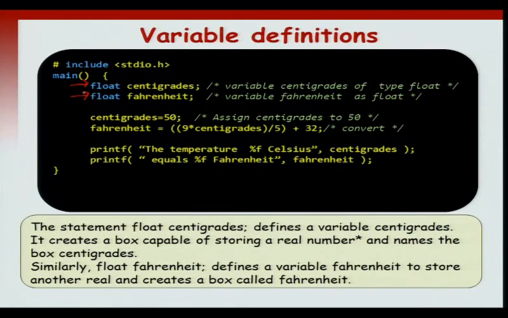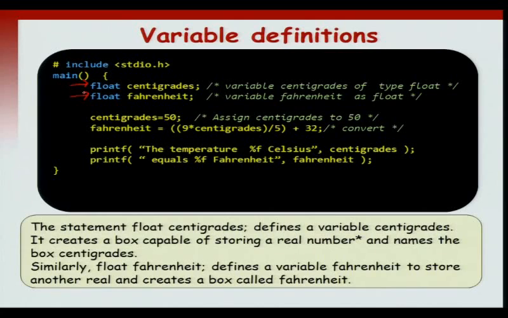Now, this defines a variable centigrades. It creates a box capable of storing a real number and names the box as centigrades. So, the box is of type float. That type float means that the box can hold a real number.